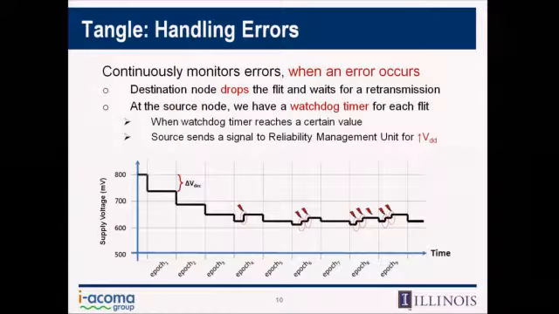Okay, as a result, the thing that Tangle is trying to do is dynamically change the supply voltage of each router based on the errors that it observes inside the network, and this allows us to adapt to the workload phases, temperature, and also the wear out. So here I'm going to describe how we handle the errors inside Tangle. We continuously monitor the errors, and when an error occurs, the destination node drops the flit and waits for a retransmission from the source node.